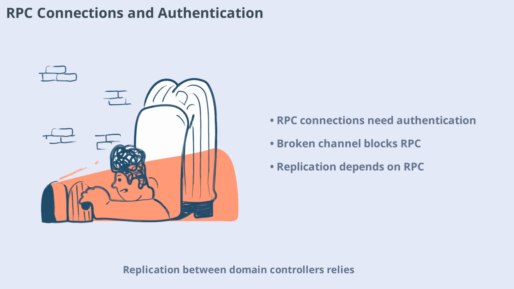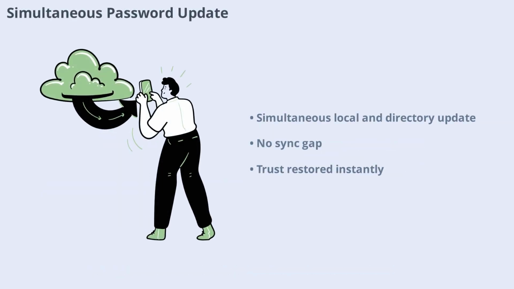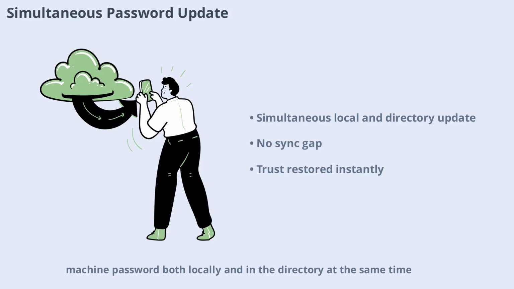Replication between domain controllers relies on remote procedure call (RPC) connections which require secure authentication. If the secure channel is broken, these RPC connections cannot be established and replication attempts will fail until the channel is restored. A key feature of netdom reset is its ability to update the machine password both locally and in the directory at the same time. This simultaneous update ensures there is no window where the credentials are out of sync, immediately restoring trust between the domain controller and the domain.